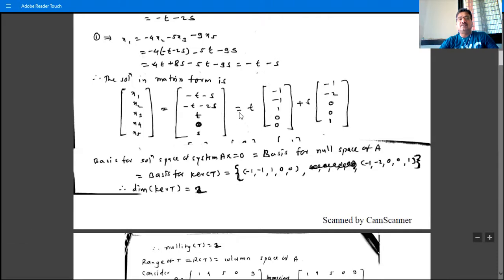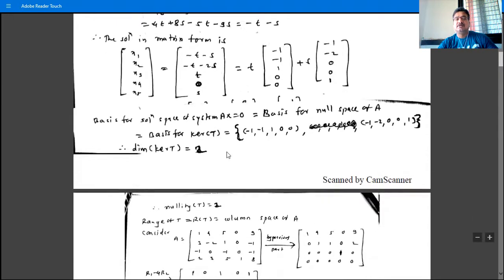And then we can write this as the addition of these two column matrices: t times minus 1, minus 1, 1, 0, 0, and then the coefficient of s is minus 1, minus 2, 0, 0, 1. And therefore, the basis for the solution space of the system Ax equal to 0. Actually, we have to write the basis for kernel of T. But the basis for the solution space of the system Ax equal to 0 is the basis for null space of A and is the basis for kernel of T. And it is equal to the set containing two elements: minus 1, minus 1, 1, 0, 0 as the first vector, and minus 1, minus 2, 0, 0, 1 as the second vector. So this is the basis for kernel of T.